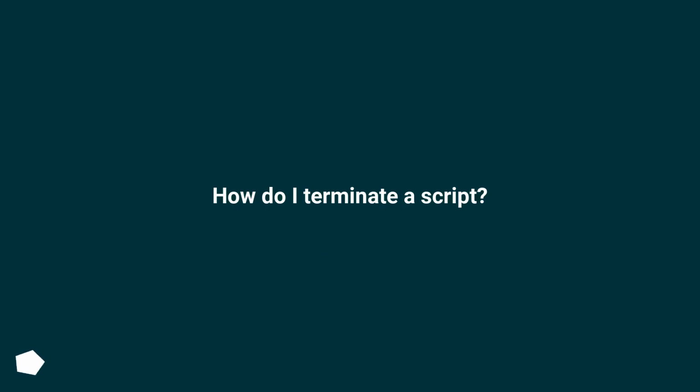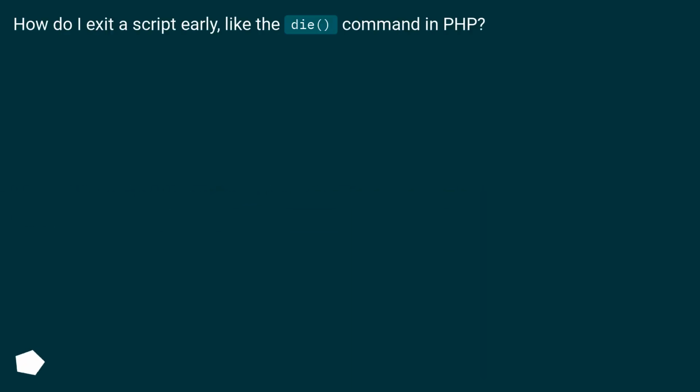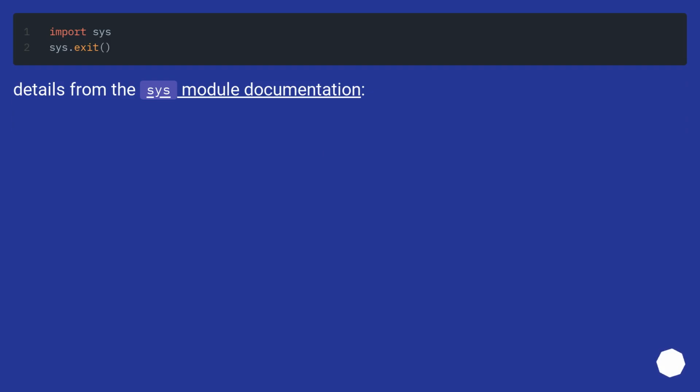How do I terminate a script? How do I exit a script early, like the die command in PHP? Details from the sys module documentation.